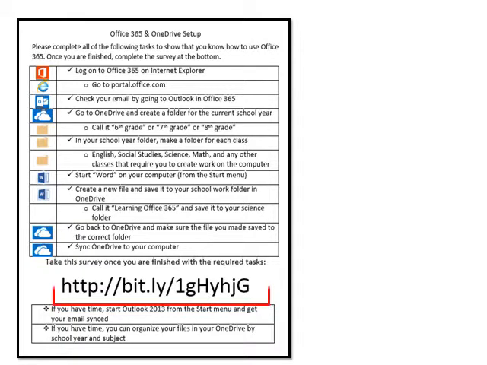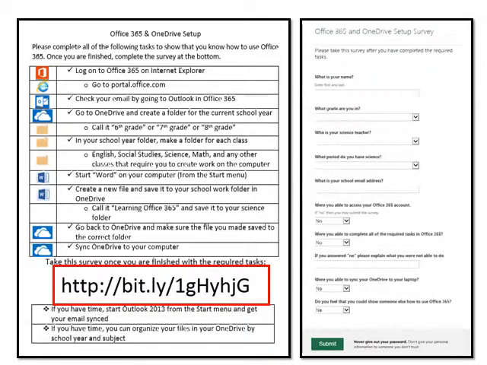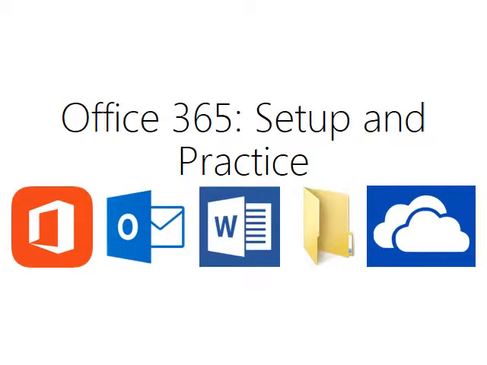Once you have completed all the tasks, you will need to take this very short survey. This is a bit.ly link, so it is case sensitive. So make sure that you capitalize the H and the G, but all the other letters are lowercase. This will send you onto an Excel survey where you will be sharing basic information about everything that you accomplished today. Our goal is that you will be able to confidently use Office 365 and make sure that you have all your files saved onto OneDrive. Let's go ahead and get started.